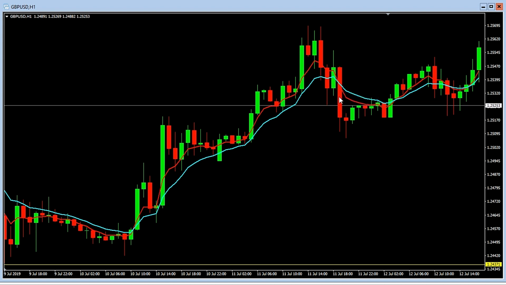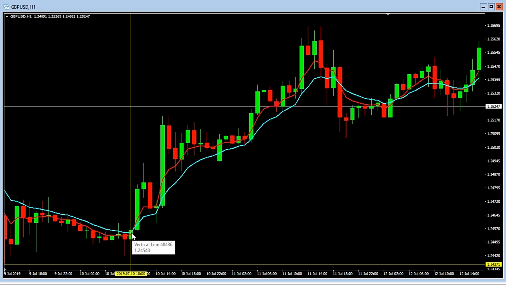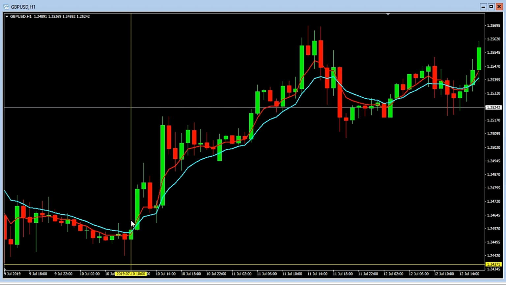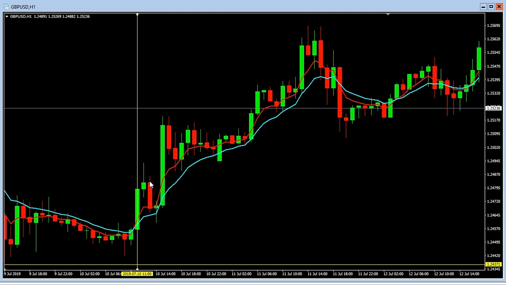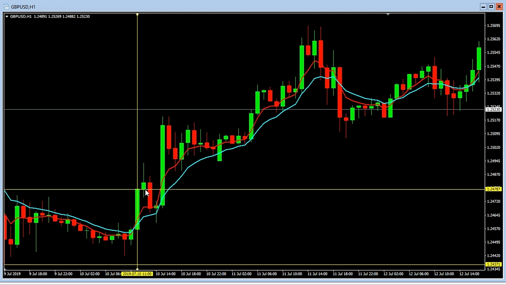Okay, so now we are going to place a line at the intersection where the red line goes above the blue, and at the open of the next candle we will go long. We cannot go long straight away because the candles are not above the moving averages. We will just enter here at the open of the new candle at 1.2 something, can't read from here.